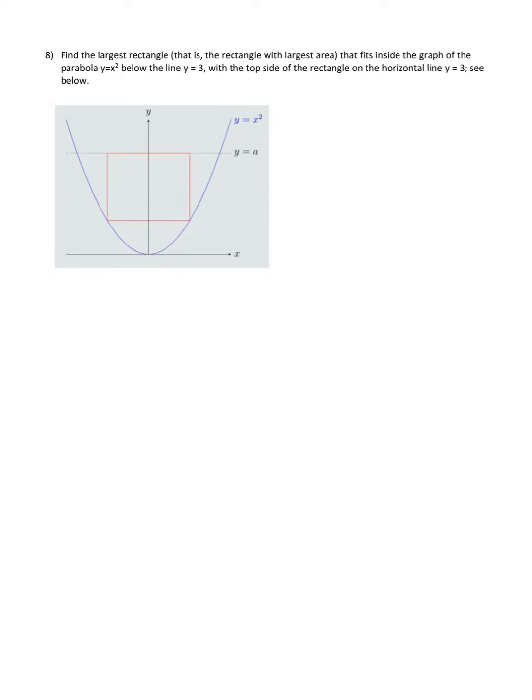Find the largest rectangle, that is the rectangle with largest area, that fits inside the graph of the parabola y equals x squared below the line y equals 3 with the top side of the rectangle on the horizontal line y equals 3. So I've given you a picture to explain. This is the line y equals 3.